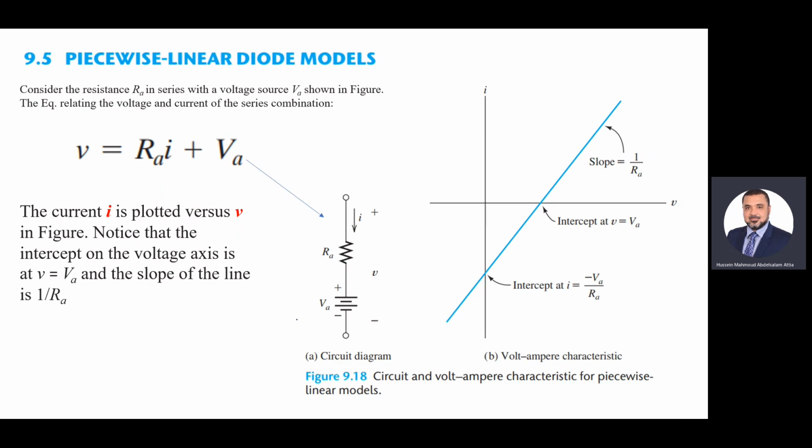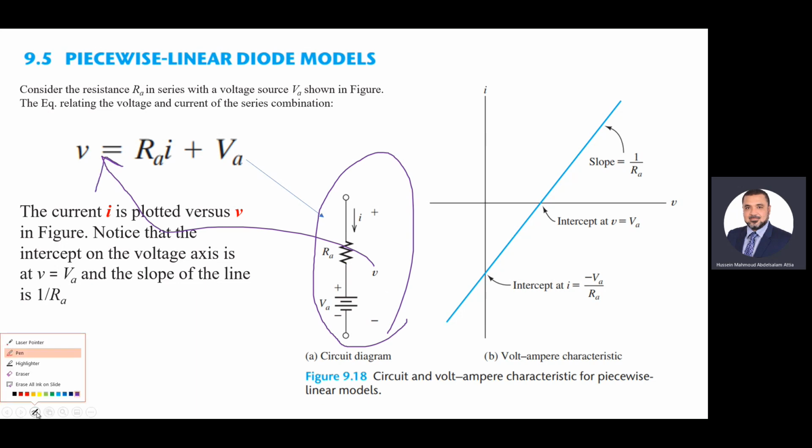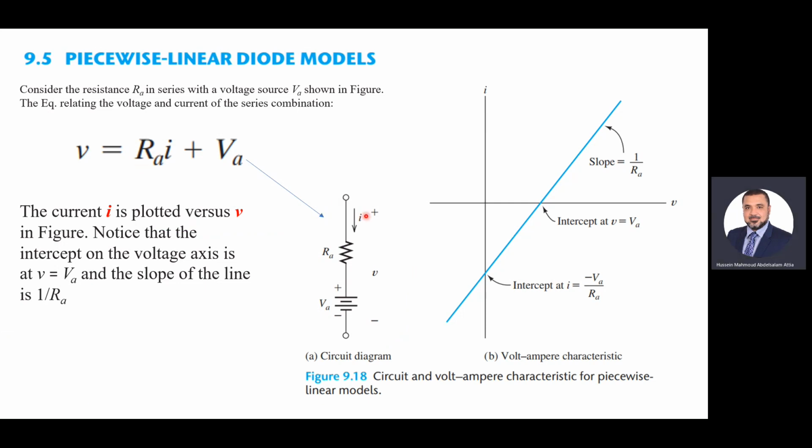So what is the meaning of this? Look at this very simple circuit. What is the voltage V we see here? The voltage V is I times R plus VA, right? Very easy. The voltage V is a series voltage across R and across VA.